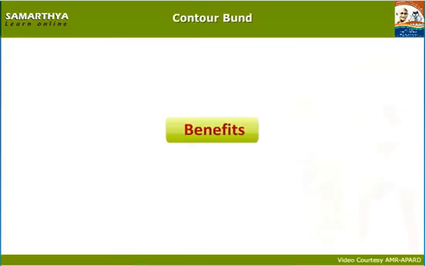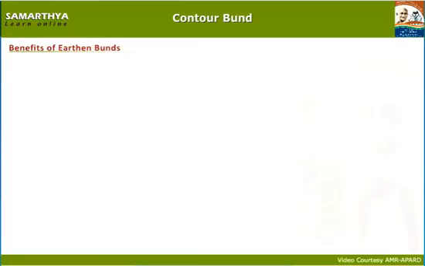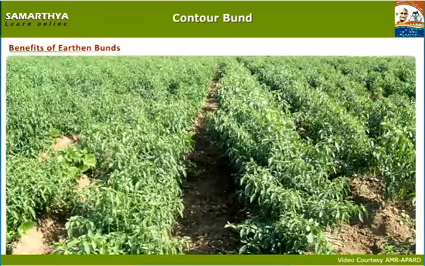Benefits of earthen bunds. Now let us know the benefits of earthen bunds. Protect the fertile top soil from erosion in the dry lands. Bunds across the slope will allow the runoff water to infiltrate into the lower layers of the soil and increase the groundwater table levels. The crop yield will increase by 15 to 20% by increasing soil moisture levels and protecting fertile soil from erosion.